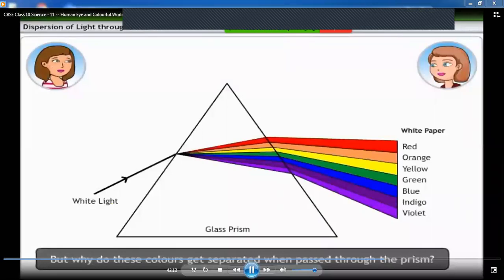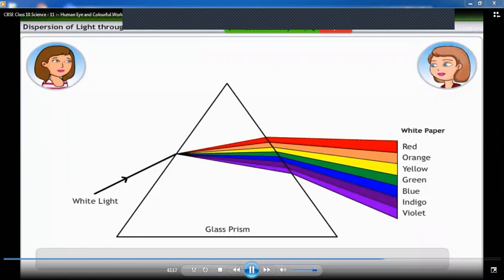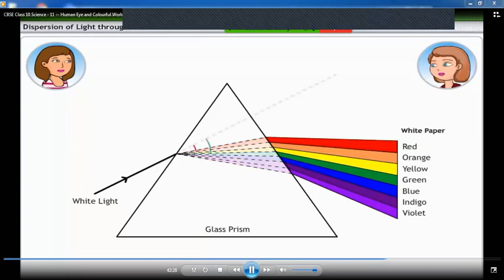But why do these colors get separated when passed through the prism? When white light propagates through a prism, it refracts at an angle. However, the angle of refraction of each of the constituent colors of light varies a little.